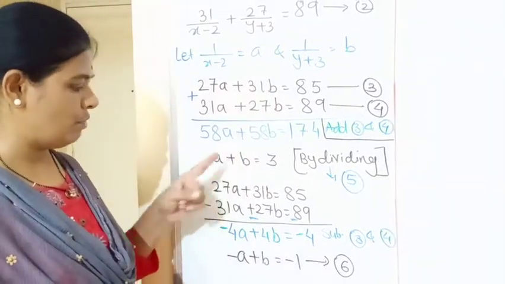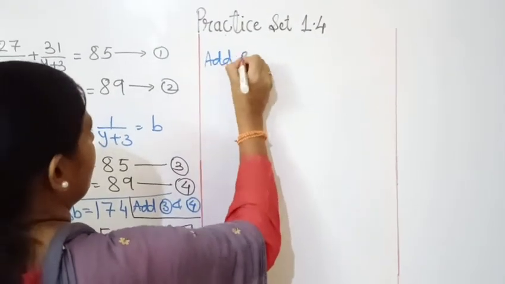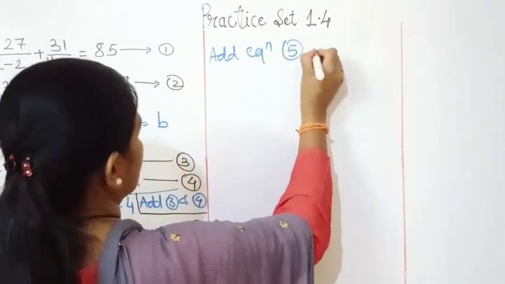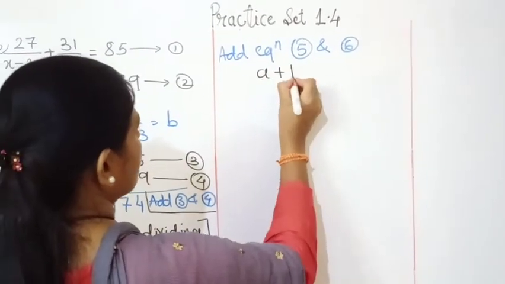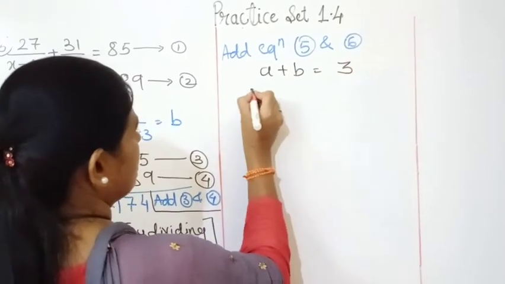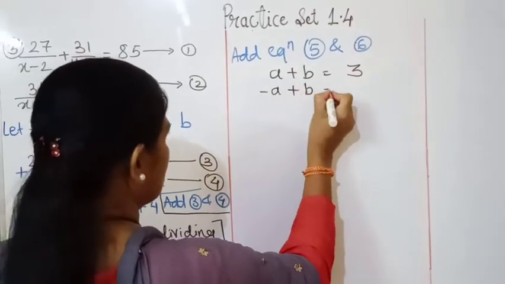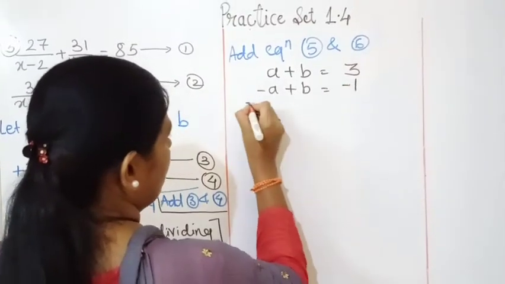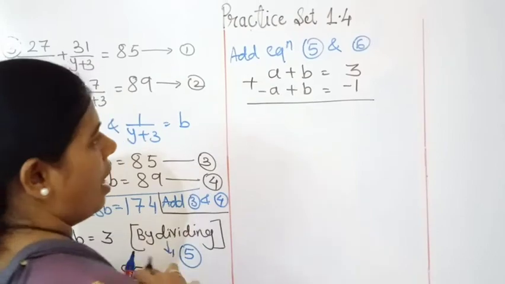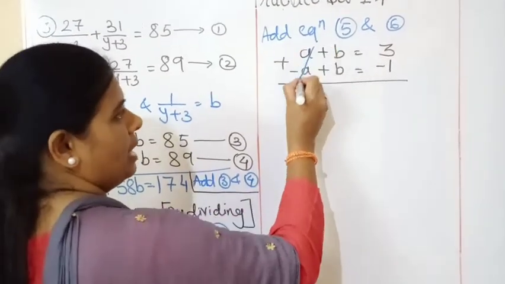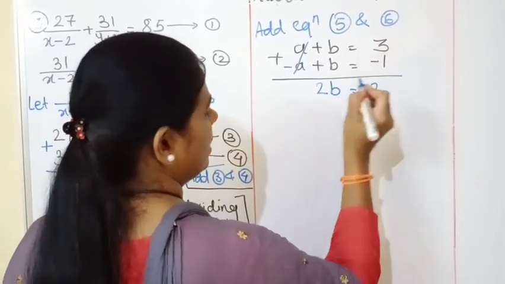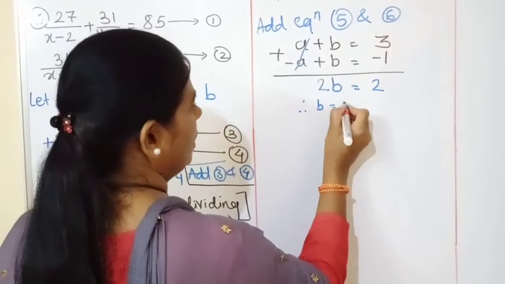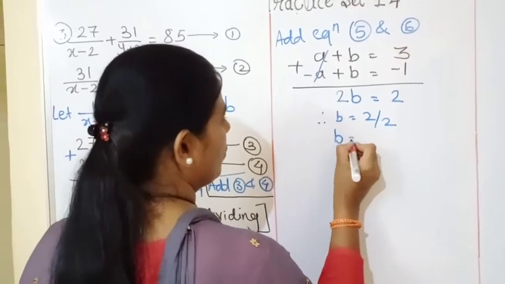What we have to do now, equation 5 and 6 we will add. So we will write here adding equation 5 and 6. Equation number 5 is a plus b equal to 3, and equation 6 is minus a plus b equal to minus 1. After adding, a and minus a will get cancelled, b plus b is 2b and 3 minus 1 is 2. Therefore b equal to 2 upon 2, so b equal to 1.